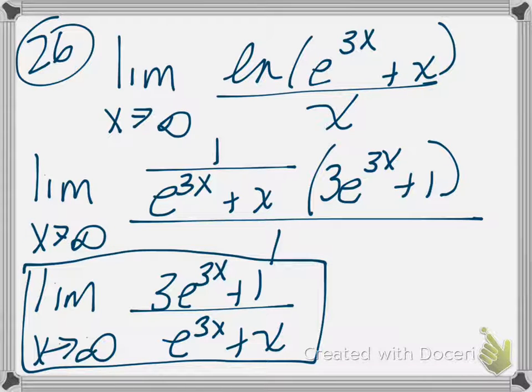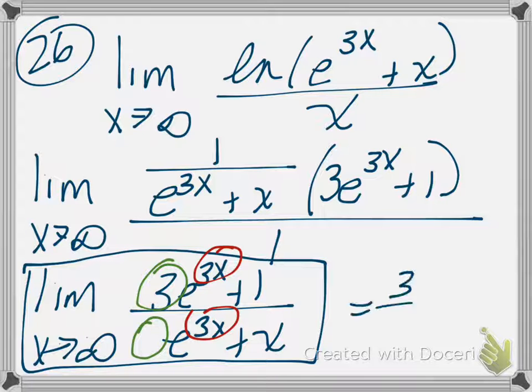And now we can use the rule that says, let me just change colors, that if the limit is going to infinity, you look for the highest exponent, which is 3x, and then look at the coefficients. So you'll have 3 and 1. And then your final answer will just be the coefficient. So you get 3 over 1, which is 3, and that was choice C.